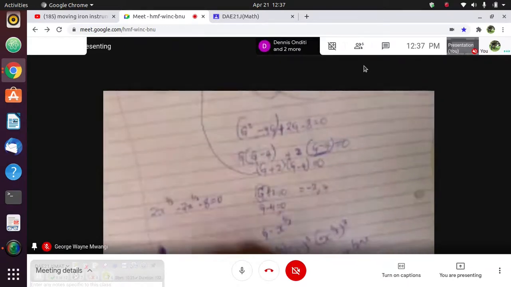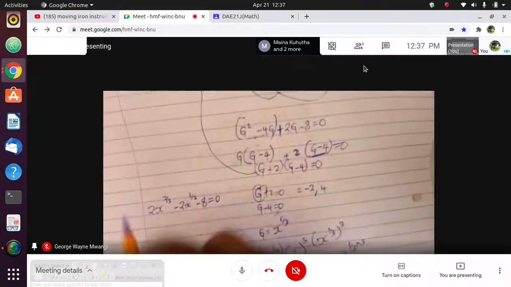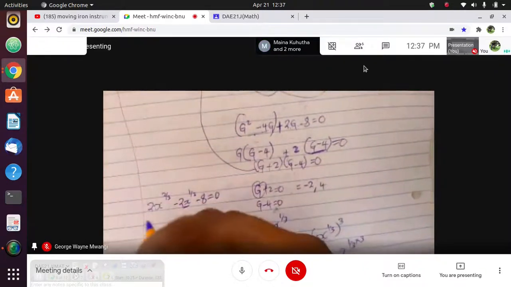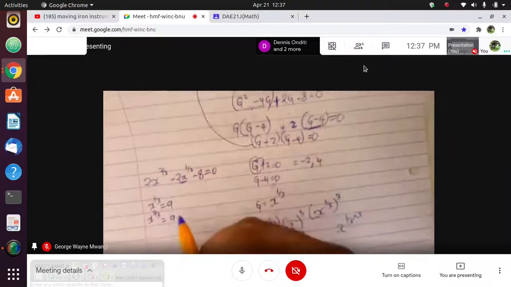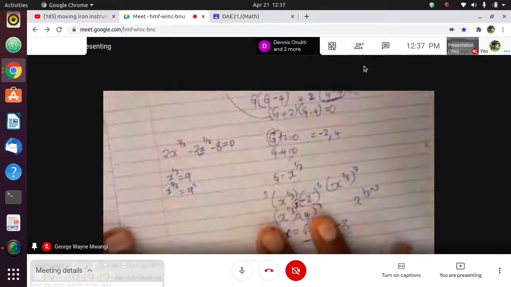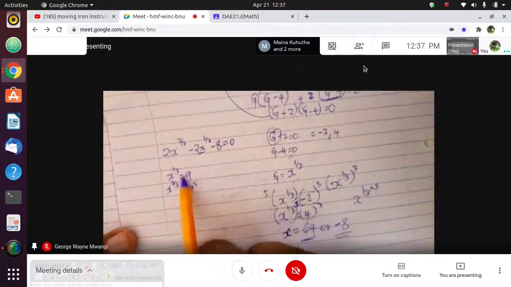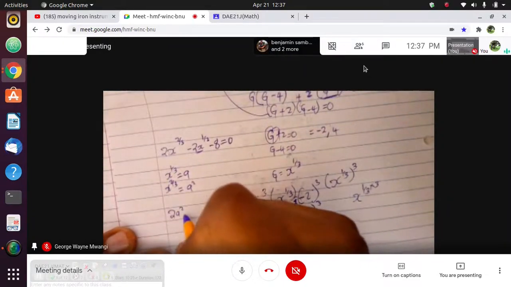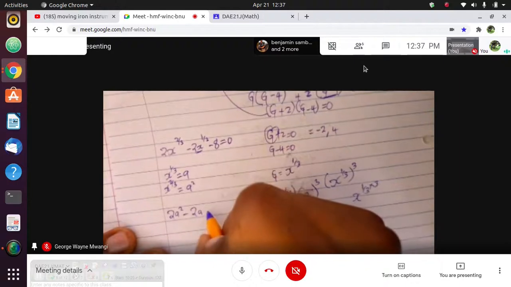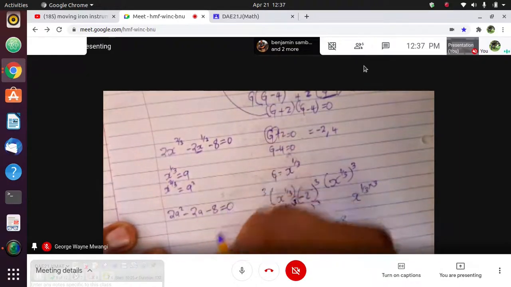Now let us substitute our x raised to power a third to be a. So x raised to power a third is a, and this x raised to power 2 over 3 will be a squared. Now let us substitute this in our equation. So we'll have 2a squared minus 2a minus 8 is equal to 0.